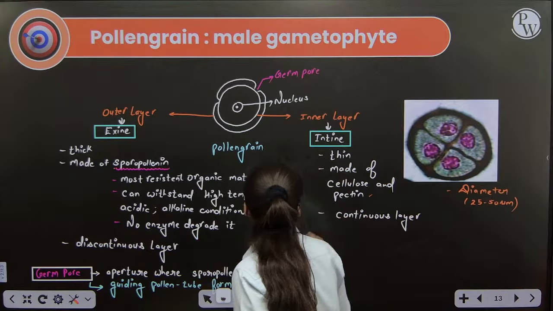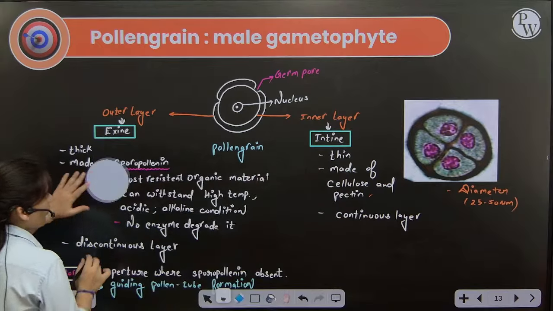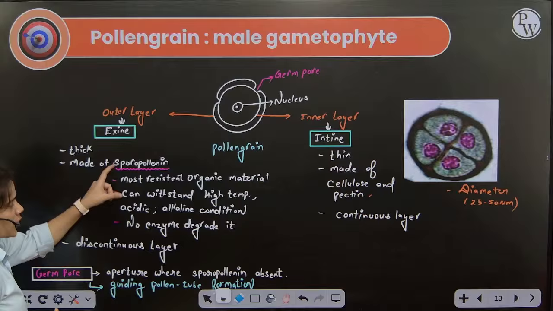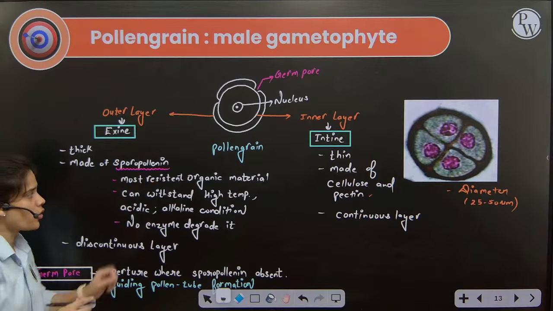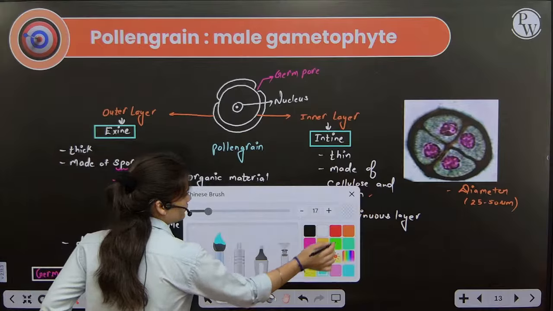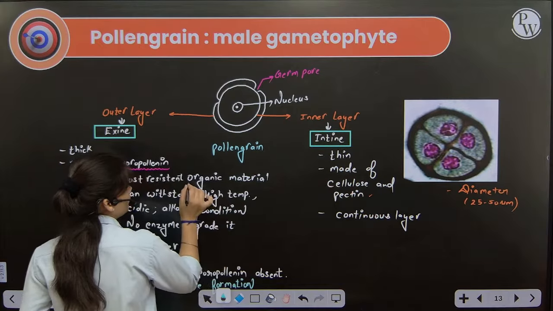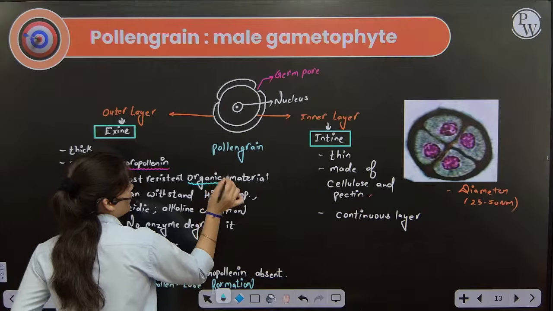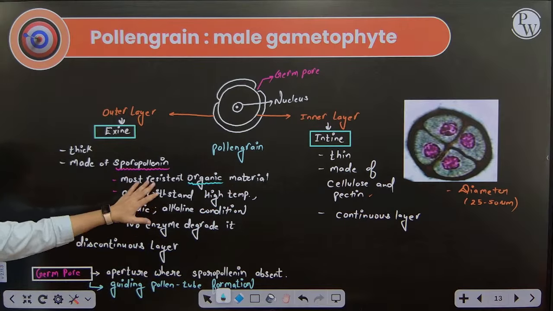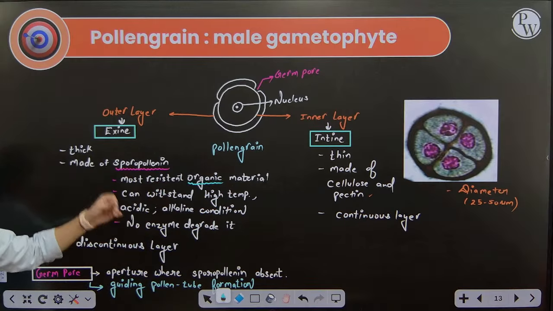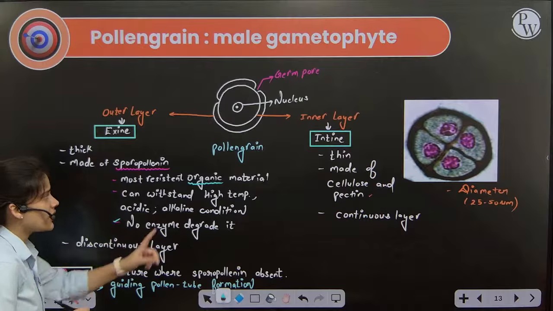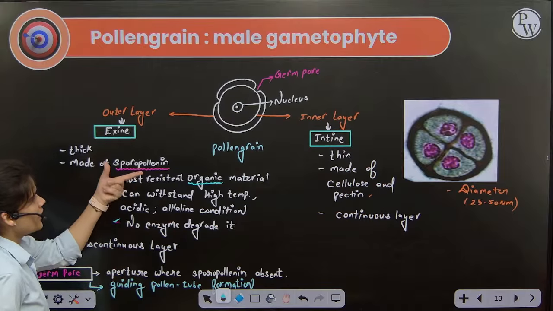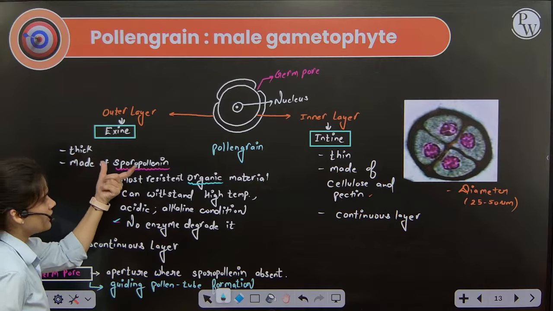Now there are some properties of this sporopollenin. Sporopollenin is one of the most resistant organic materials. This sporopollenin can withstand high temperature, alkaline, acidic, any conditions. Even no enzyme can degrade this sporopollenin. That's why the layer is thick.